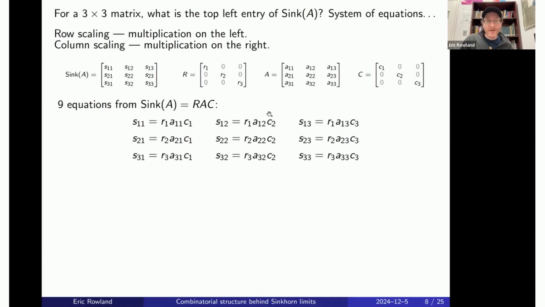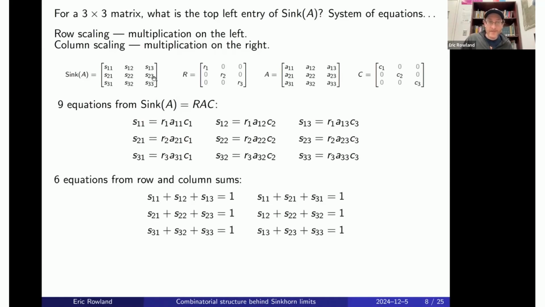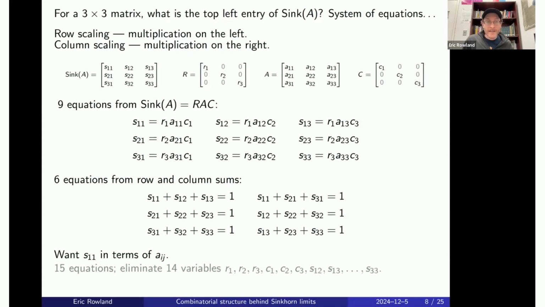We get additional equations from the condition that the Sinkhorn limit should be a doubly stochastic matrix, so the rows and columns of the Sinkhorn limit should add up to 1. That gives us 6 more equations, 3 for the row sums and 3 for the columns. We want to solve this system of equations for the top left entry of the Sinkhorn limit, which is S11, in terms of the original entries of the matrix, the aij's. So we have a total of 15 equations, and we want to eliminate the 14 variables that we don't care about, which are the entries of the diagonal matrices and the 8 entries of the Sinkhorn limit that aren't the top left entry.